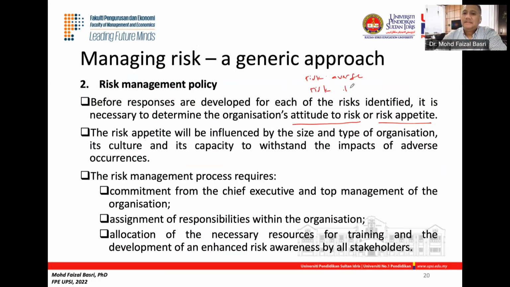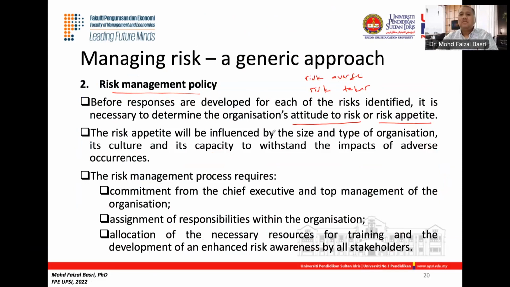Some can be risk takers, for example. Risk averse means they try to avoid any type of risk, so their attitude is very defensive towards any risk. They don't want to take any risk. Some organizations are willing to take some risk. As an organization, you need to set up the policy depending on the risk appetite.